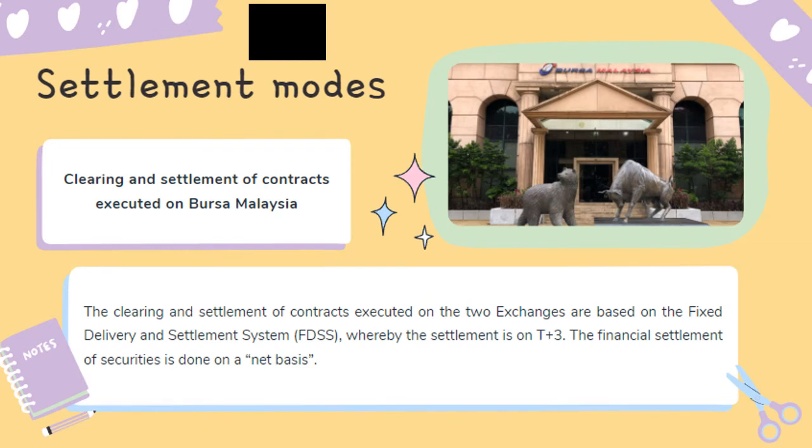Now, settlement modes. The clearing and settlement of contracts executed on Bursa Malaysia, on the two exchanges, are based on the FDSS, whereby the settlement is on T plus 3. The financial settlement of securities is done on a net basis. So this is the settlement mode. The clearing and settlement modes are based on the fixed delivery and settlement system or FDSS.